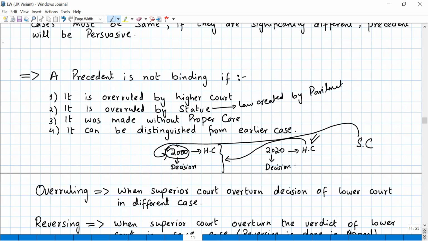It was made without proper care. If the decision made by the judge in the past was made without proper care, for example because he was misinformed, or the facts were not presented in the right way, then that past decision will not be binding. And if it can be distinguished from the earlier cases, then obviously the precedent is not binding. Any question you want to ask?